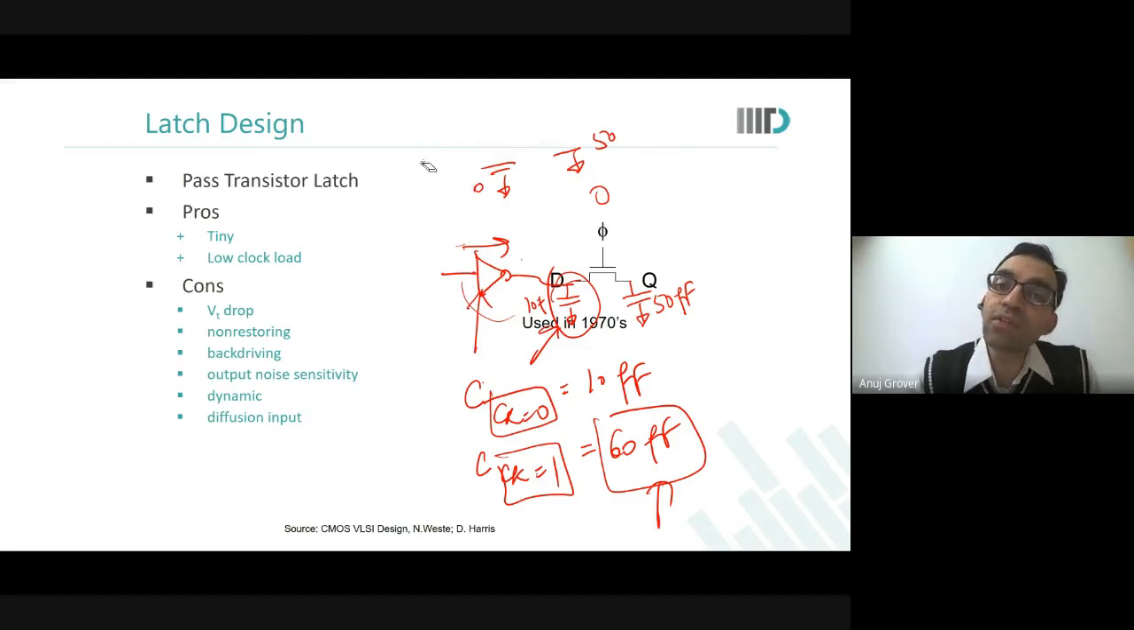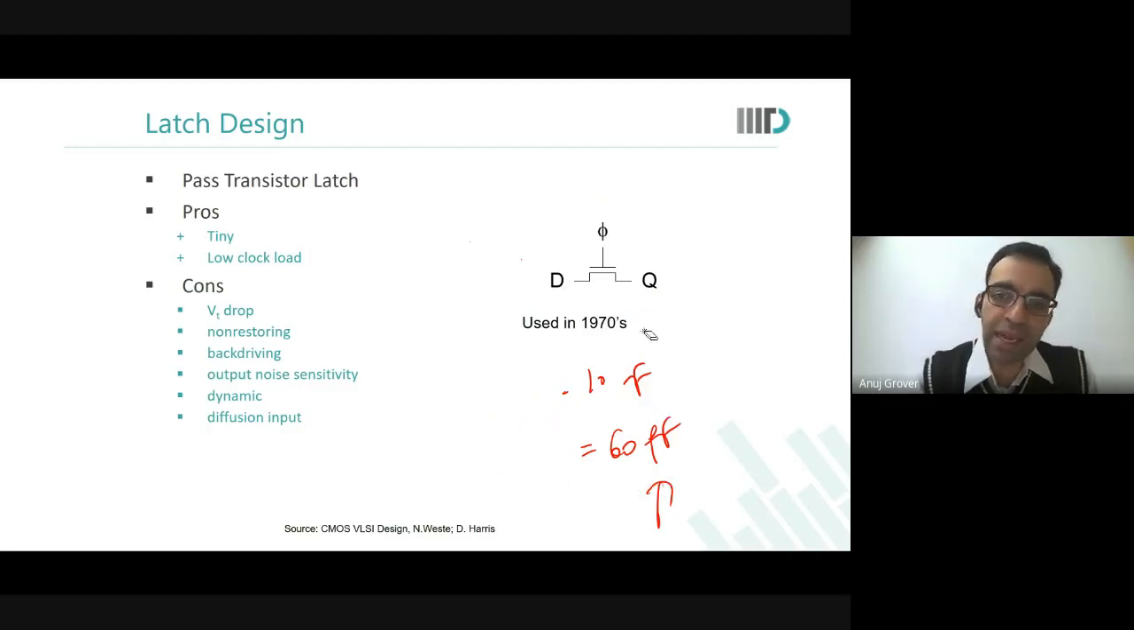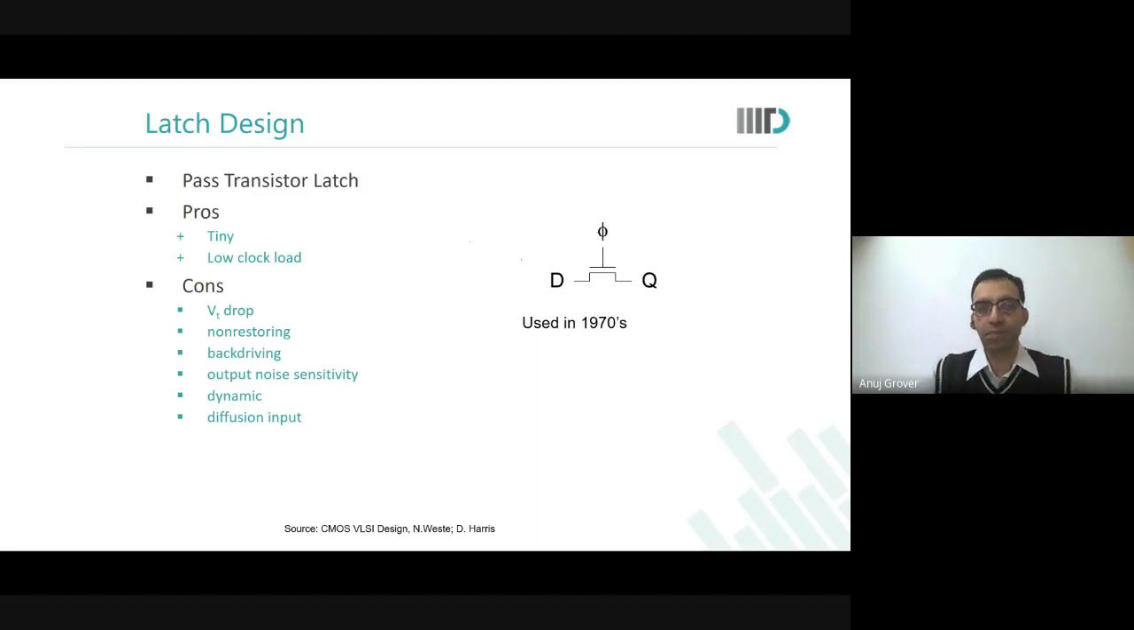So this is one of the biggest challenges of using it in standard cells. Okay, so when you design a standard cell, you will definitely never use this kind of a latch. Any circuit with a diffusion input is absolutely unacceptable when you're designing standard cells. So this is a very big no.